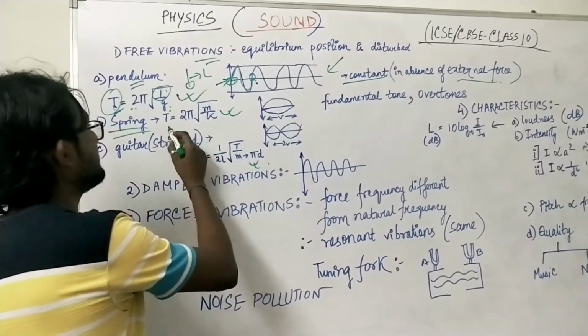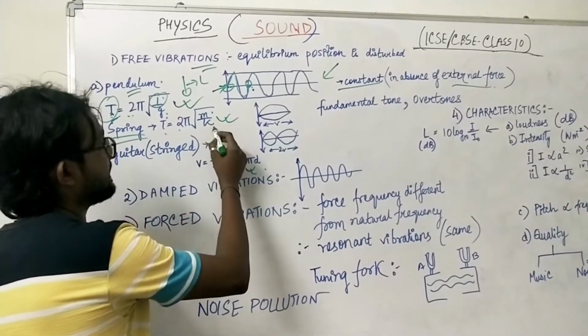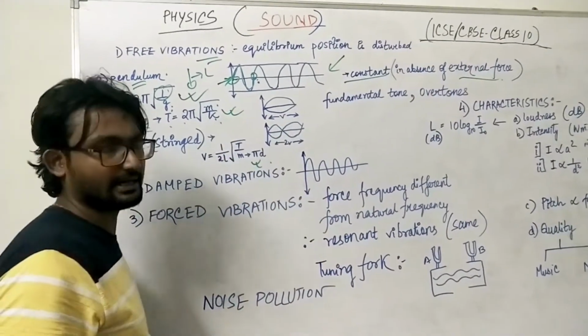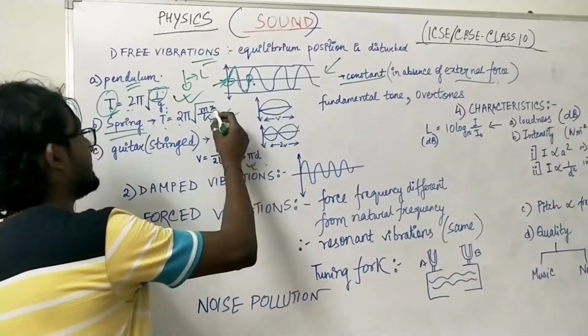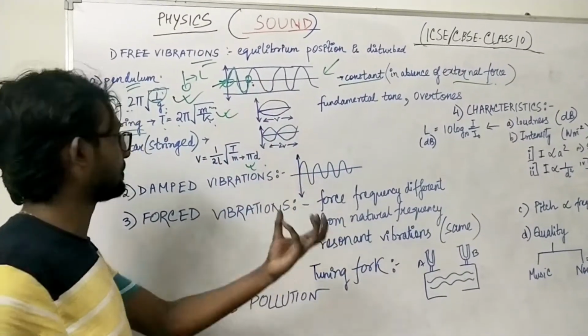In the case of a spring, T is 2 pi root over m by k. k is the spring constant that you can get in your sums. They will give it to you. Generally, we can take k equal to 1 as well. And m is the load that the spring is holding.